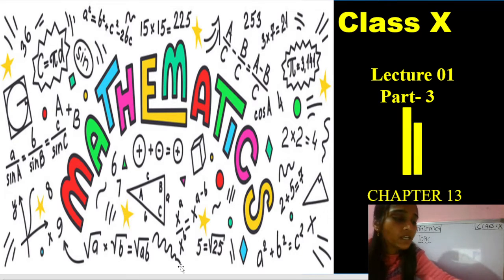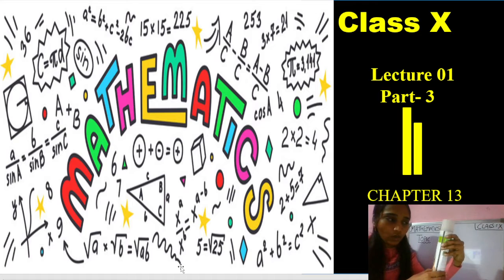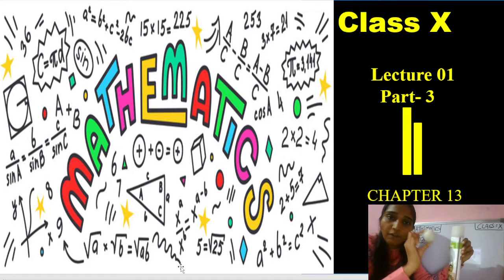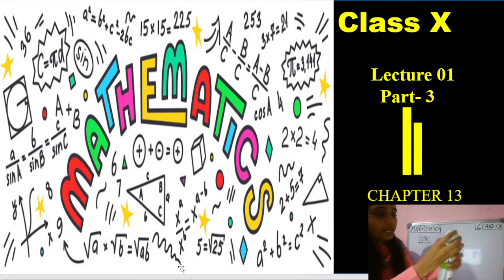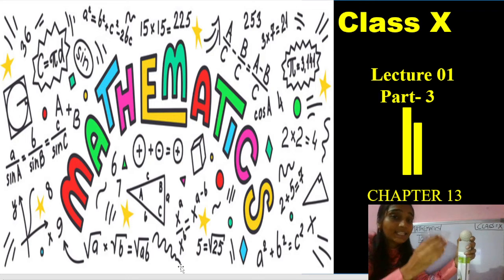So students, if I have these different solids, what is this? Yes, it is a cylinder. What is the shape of this solid? Yes, it is a sphere. And what is the shape of this? Yes, it is a hemisphere.